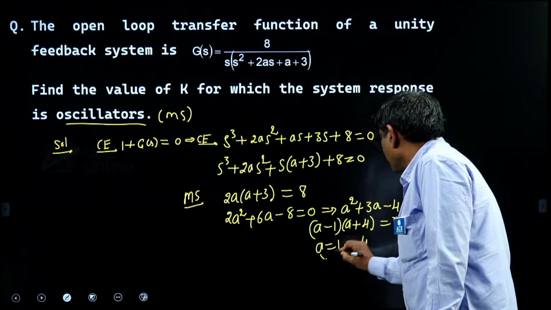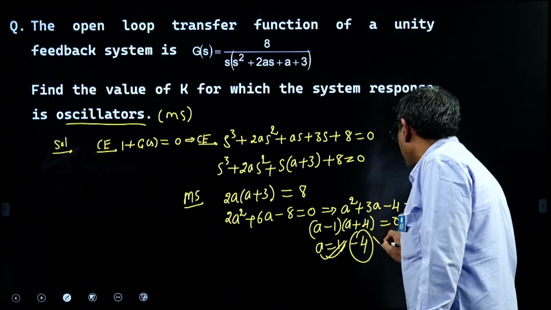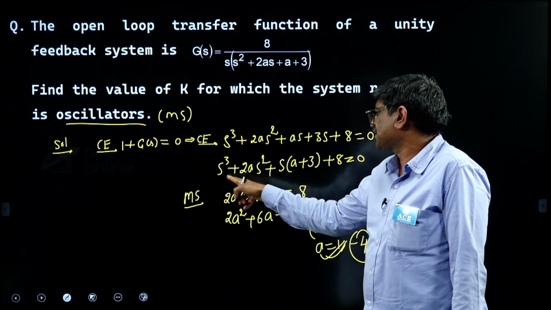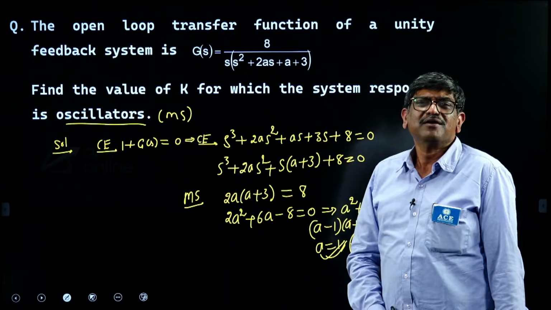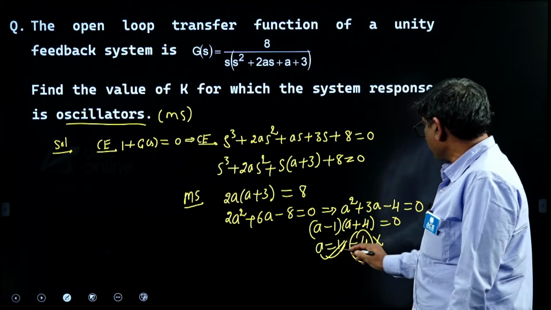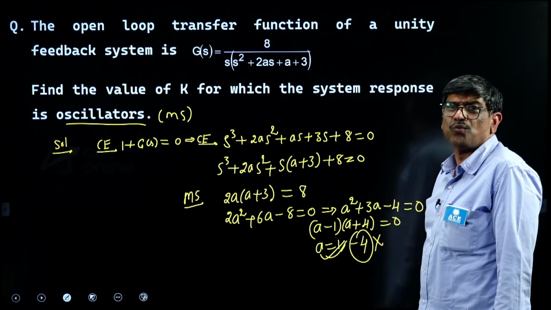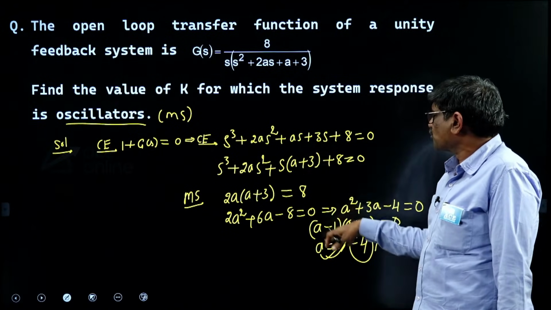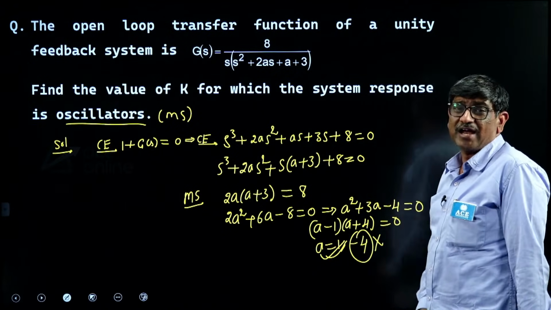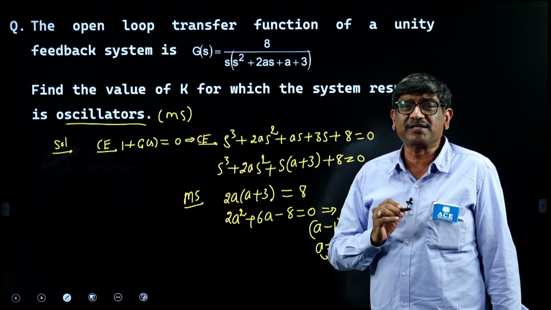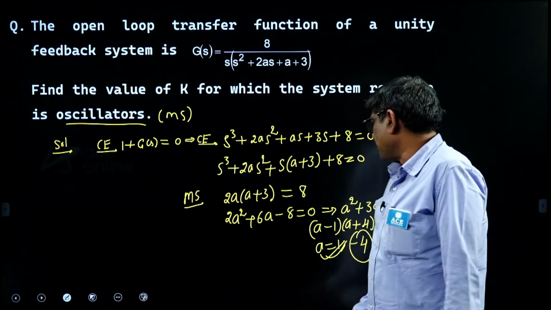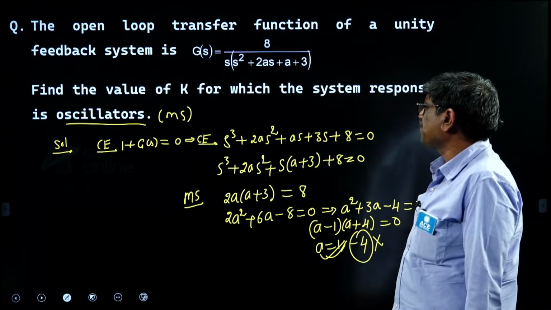1 is the answer. 1 is correct. We should not select minus 4, because if I substitute minus 4, it will become minus 8. Minus 8 means it loses the necessary condition. So compulsory A should be positive, A equal to 1. Whenever you get multiple answers, you have to substitute again and check. Sign should not change. The first primary condition is the necessary condition, so the necessary condition must be satisfied. So the answer is A equal to 1.